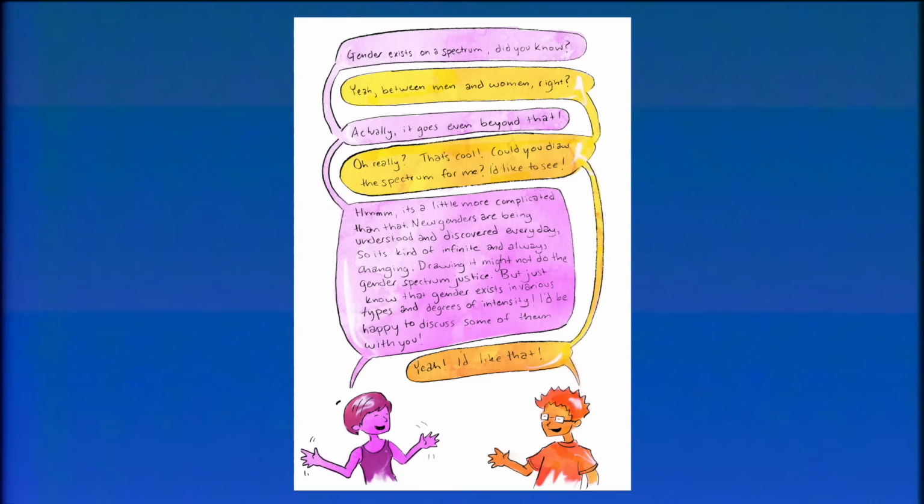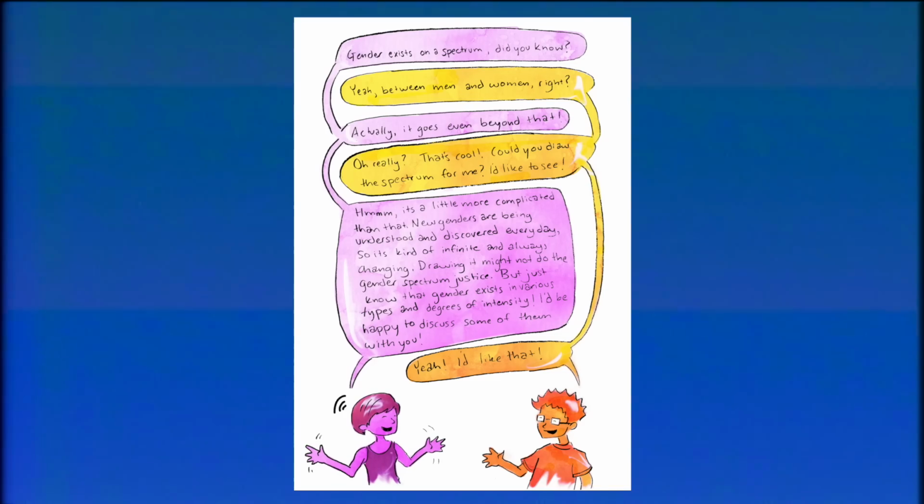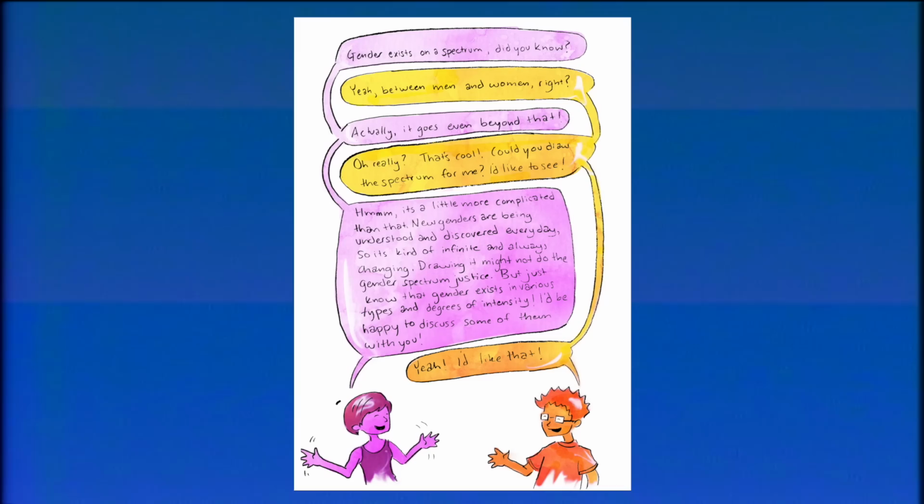There is a comic in my book that illustrates why something might exist on a conceptual spectrum. Gender exists on a spectrum, did you know? Yes, between men and women, right? Actually, it goes even beyond that. Oh, really? That's cool. Could you draw the spectrum for me? It's a little more complicated than that. New genders are being understood and discovered every day. So it's kind of infinite and always changing. Drawing it might not do the gender spectrum justice, but just know that gender exists in various types and degrees of intensity. I'd be happy to discuss some of them with you.